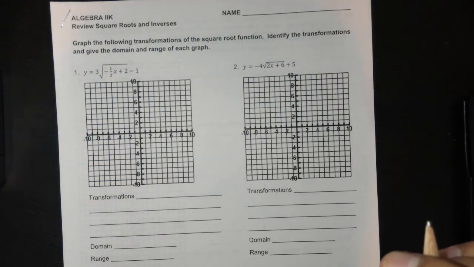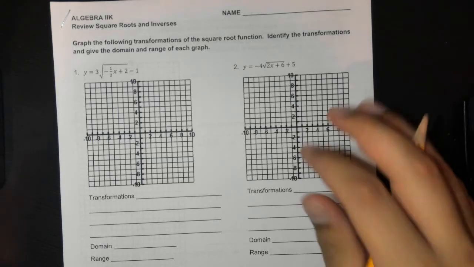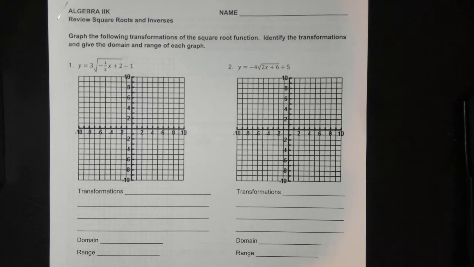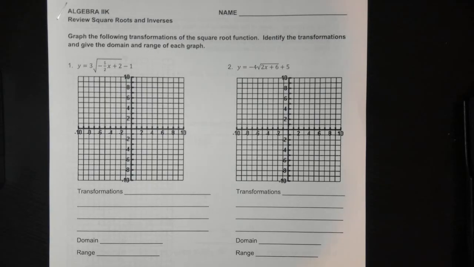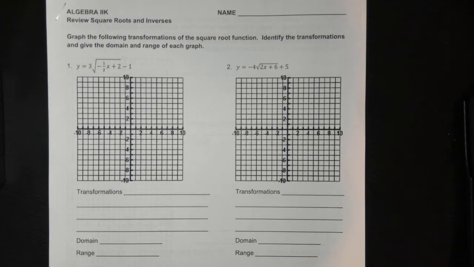Alright guys, welcome to the Algebra 2K square roots and inverses review. So for number 1 and 2 it says graph the following transformations of the square root function, identify the transformations and give the domain and range of each graph.